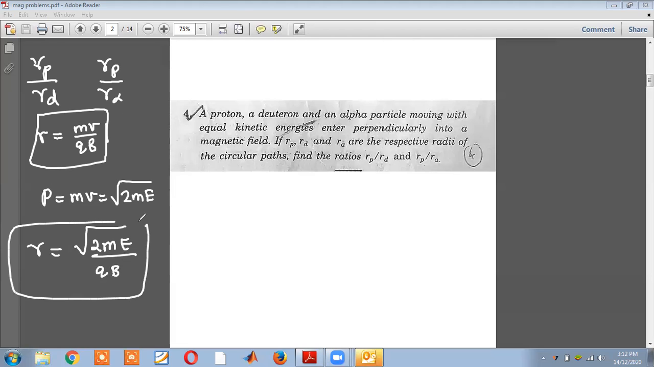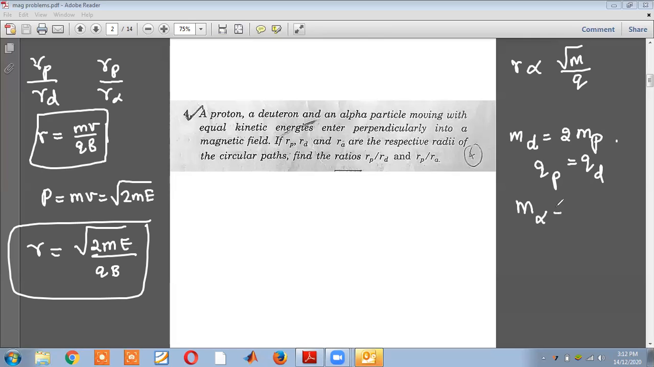Now E and the magnetic field remain the same. So the only variables are the mass and charge: R is directly proportional to the root of m divided by q. The masses of the deuteron, proton, and alpha particle are quite different from one another, so let us find them. For the deuteron with respect to the proton, md is 2 times mp, and qd is equal to qp. Now let us find the relation for the alpha particle, whose mass is 4 times the mass of the proton, and correspondingly the charge of the alpha particle is 2 times qp.